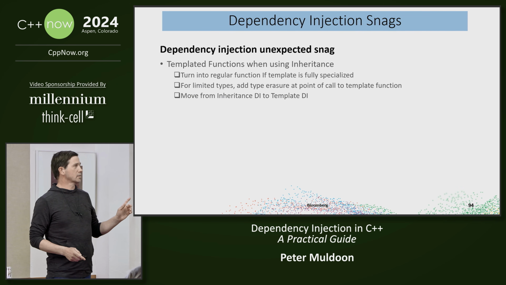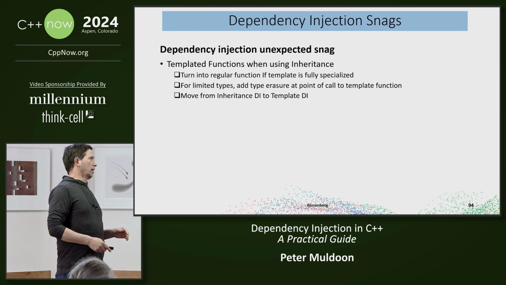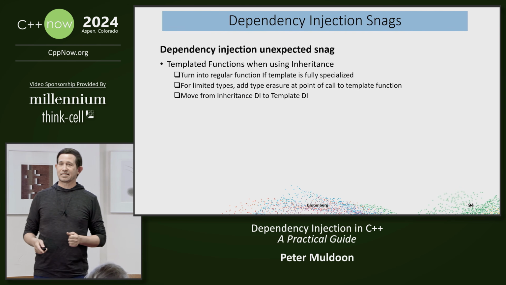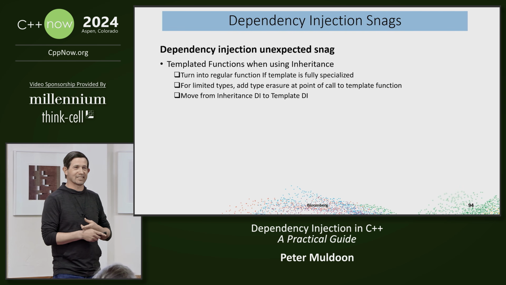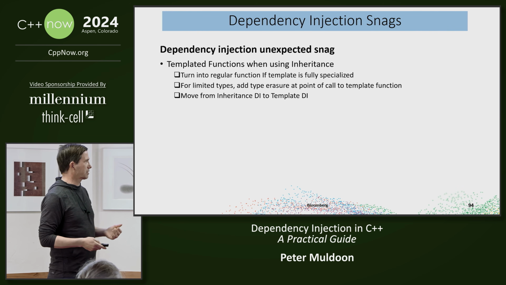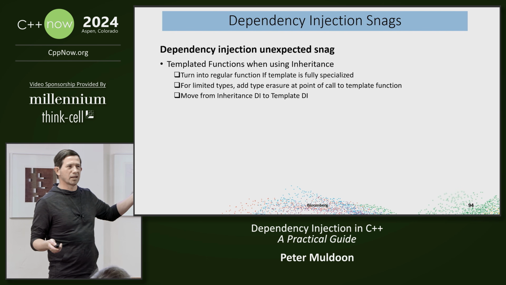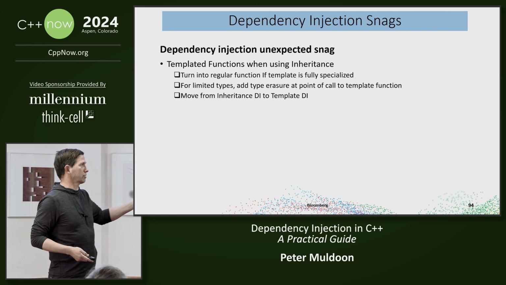Everyone happy with that? So what's the solution for when you get these kind of snags? Well, templated functions when you're using inheritance. It seems like the wrong thing, right? Inheritance when you're using inheritance, templates when you're using templates. So you can turn it into a regular function, which is what I did, because a fully specified template function is just a regular function.